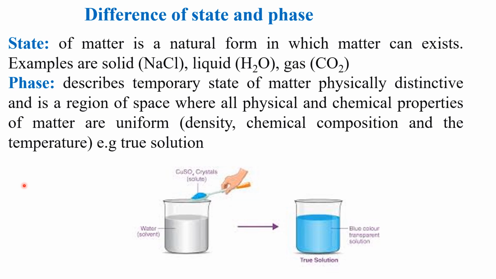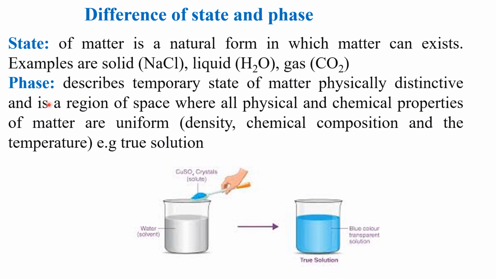Before going into the details of homogeneous and heterogeneous catalysis, we must know the difference between state and phase of a matter. State is the natural form of matter in which it usually exists. For example, sodium chloride naturally exists in solid form at room temperature, so its state is solid, and water exists in liquid form, and carbon dioxide exists in gas form at room temperature. So these are their natural states.